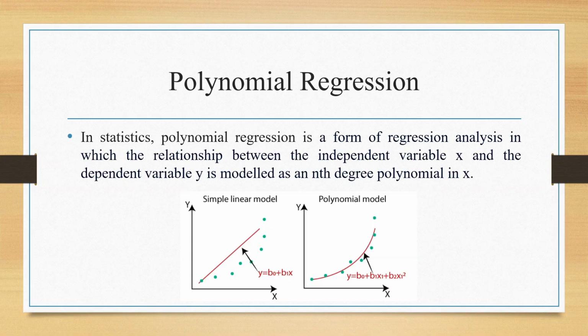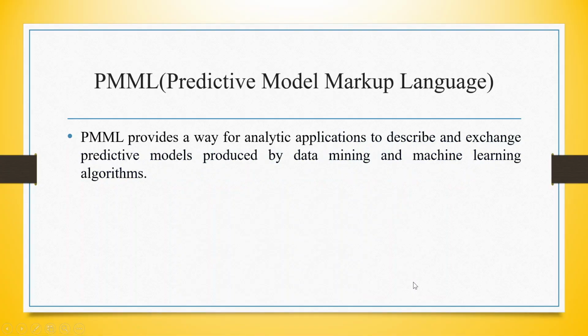Now, what is a polynomial regression? It is a form of a regression analysis in which the relationship between the independent variable x and the dependent variable y is modeled as an nth degree polynomial in x. For example, in a simple linear model, y is equal to beta 0, that's a constant, plus beta 1 into x. But in a polynomial model, there are quite good chances that we are including the power on x, like x1 square or x2 square or x1 cube. That is known as a polynomial regression.